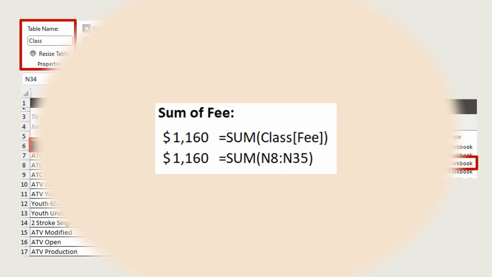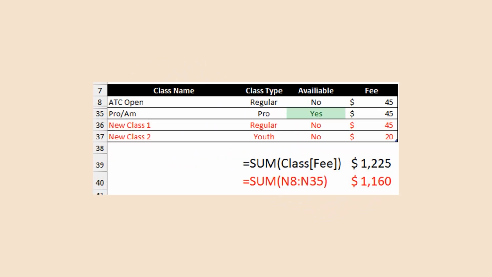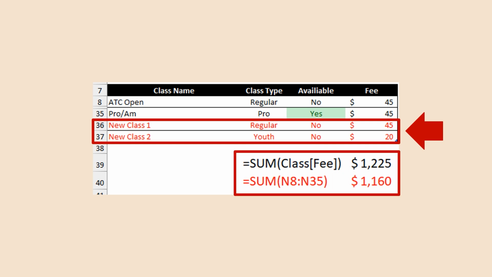They also allow for structured references. Formulas become readable and maintainable. Think class fee instead of range N8 to N35. It's just easier to understand. Tables also resize dynamically. This means that if we add or remove rows, the tables adapt automatically. No more updating formulas manually. This will lead to a reduction in errors. Tables prevent many mistakes caused by hard coding ranges.